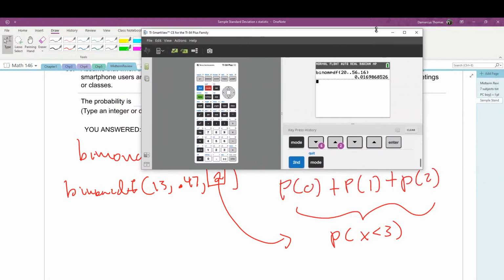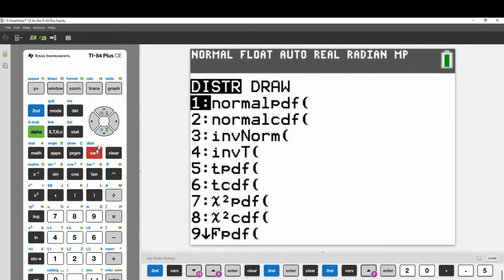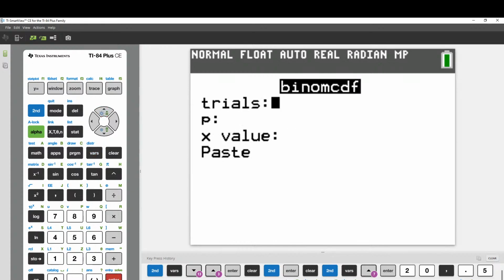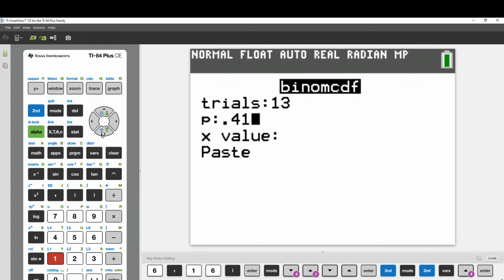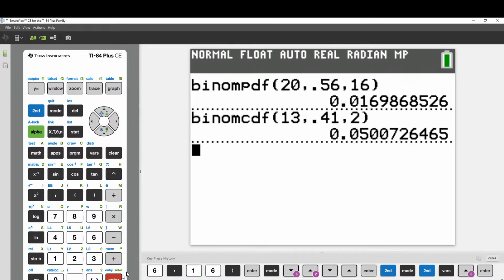So when I come back to my calculator, this time I'm going to do Binomial CDF. My trials was 13. My probability is 41. And the x value is fewer than 3. So 2, 1, and 0. It will enter it for me, and I got an answer.